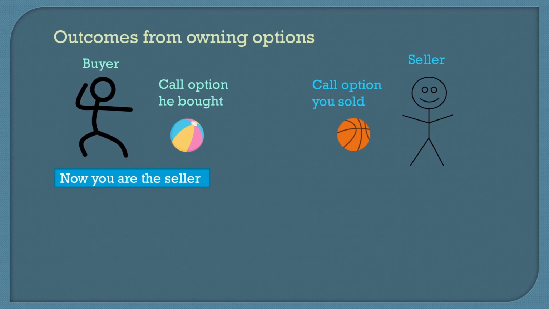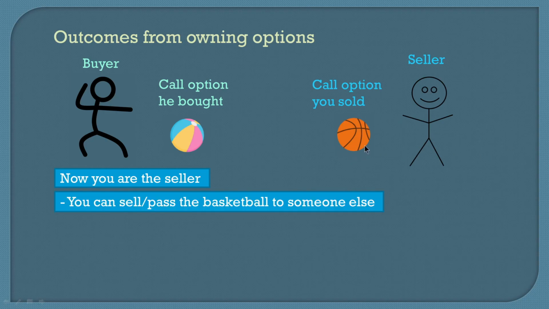Now for selling options, the process is largely the same. You are the seller in this transaction and you decide to sell this call option. The basketball represents the call option that you sold. At any time before expiration, you can pass this basketball to someone else. You get them to be the seller of this transaction. Once they take ownership of the basketball, you're no longer involved.